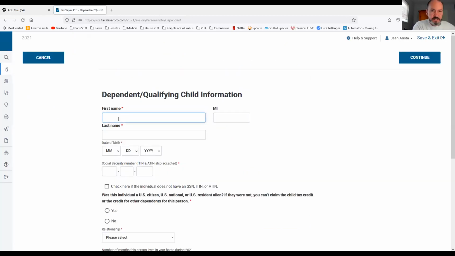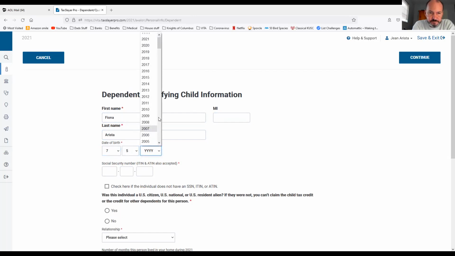And our first dependent is going to be Fiona. And her last name auto-populates. She was born July 5th, 2015. And then her social is 400-00-5652.